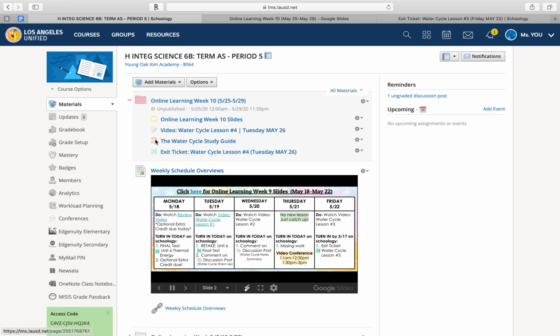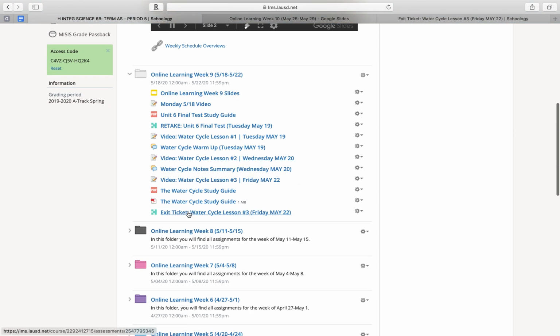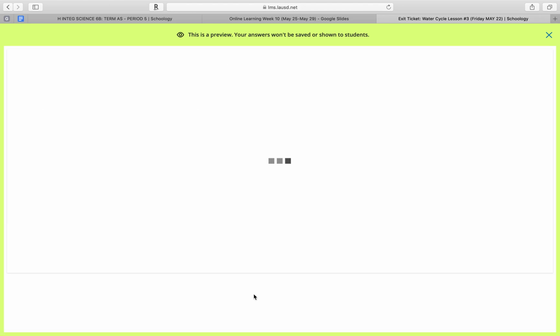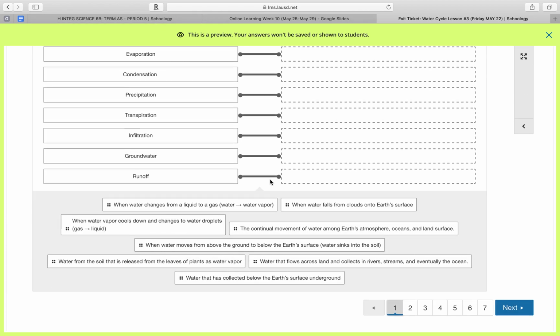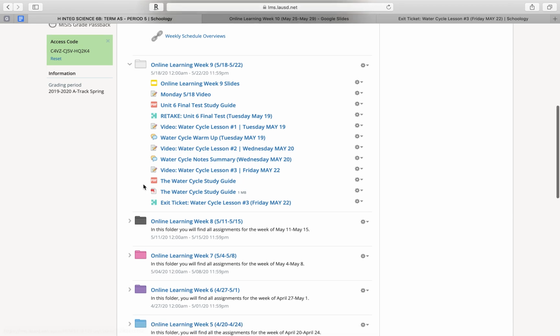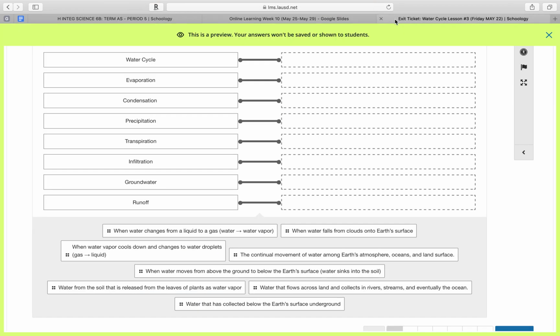Your exit ticket was in our white folder. It was due on Friday. If you haven't done it yet, you go to the white folder and click right here, the puzzle piece, and it's going to open up to our exit ticket. So make sure that you get this done. I just gave you 12 points right now. I gave you answers to 12 of the questions from the diagrams that I just showed you, so you should get it correct. These definitions, you should know how to do this based on the study guide that I showed you. So you open up the study guide and it has all the answers that you need to do well.